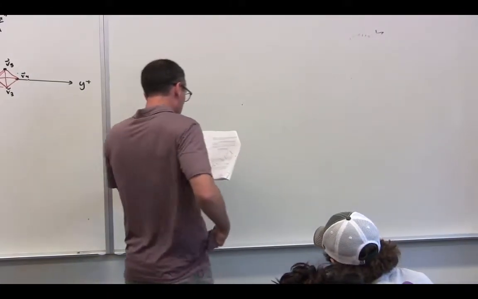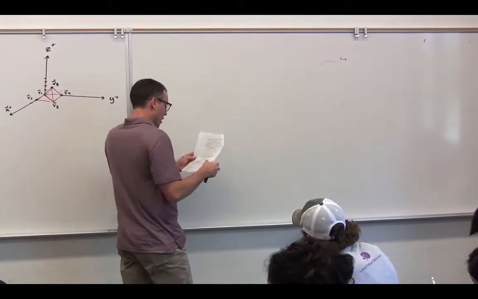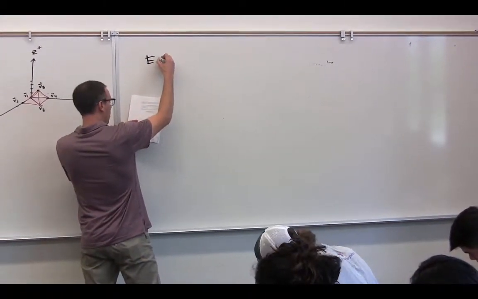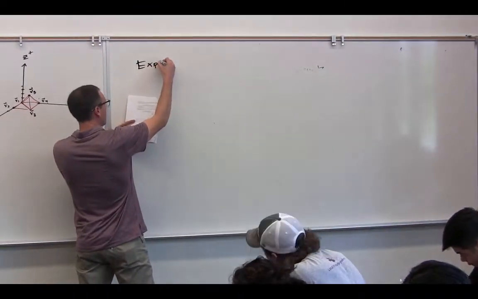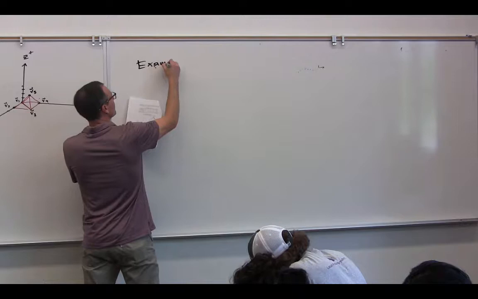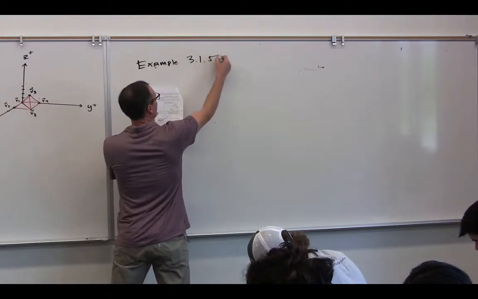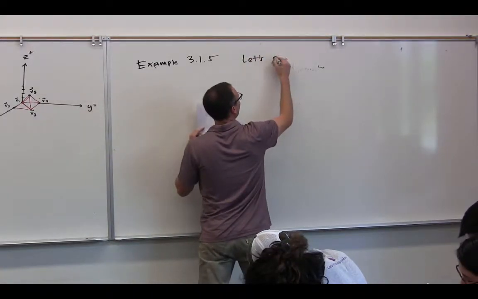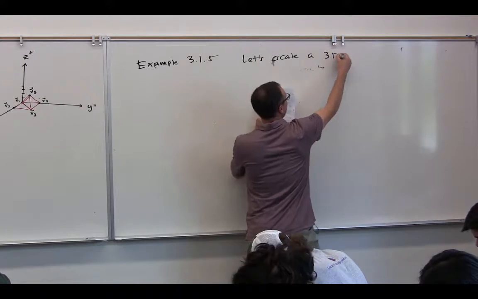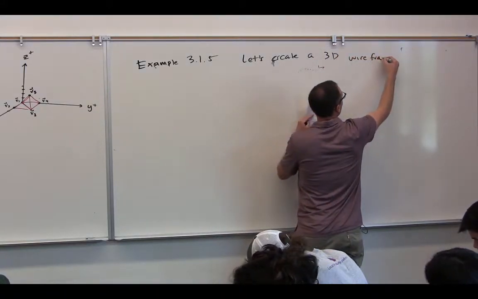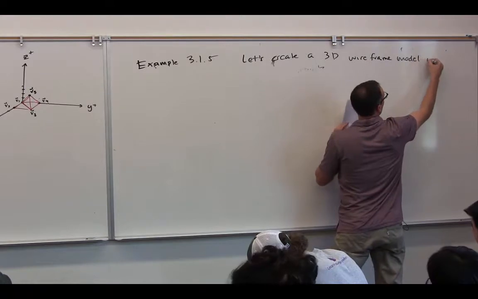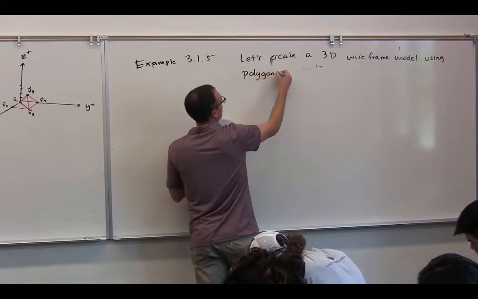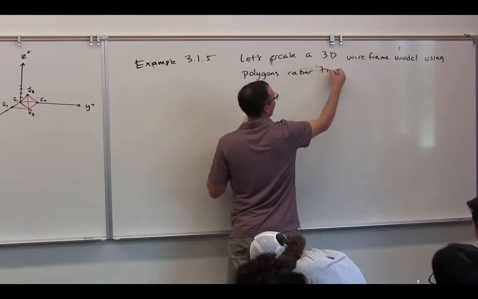The last thing that I wanted to do was, instead of a 3D wireframe model with edges, I wanted to do a 3D wireframe model with polygons. So this is example 3.1.5. Let's create a 3D wireframe model using polygons rather than lines. What do I mean by that?